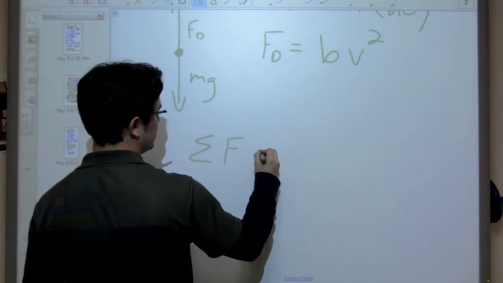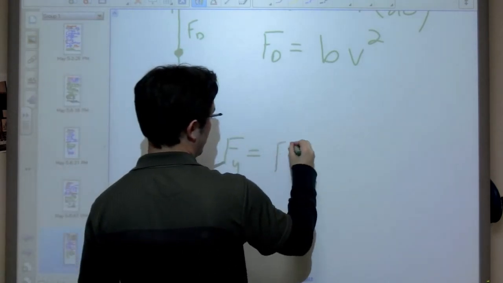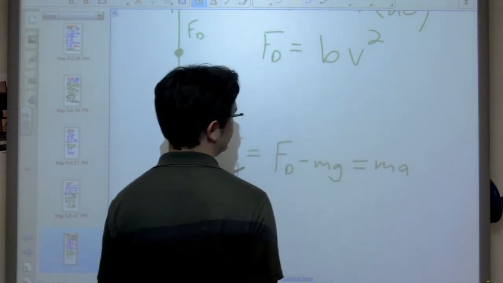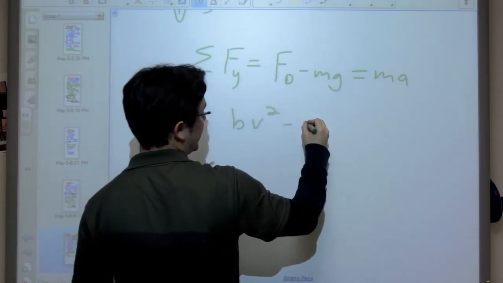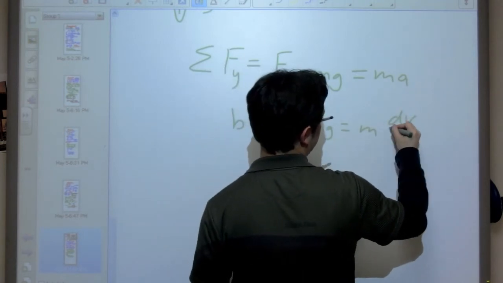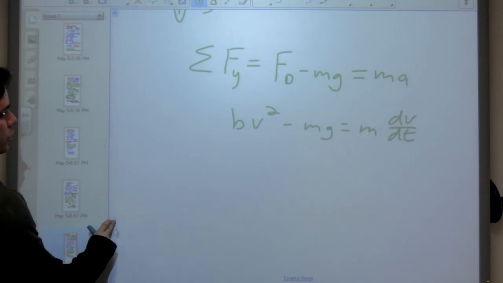Sum of forces. In this case, I only need to look in the y because that's all that's going on. I'll have drag force minus mg equals ma. My drag force was b v squared minus mg equals m, wait for it, dv dt. Bingo! That right there is a differential equation.